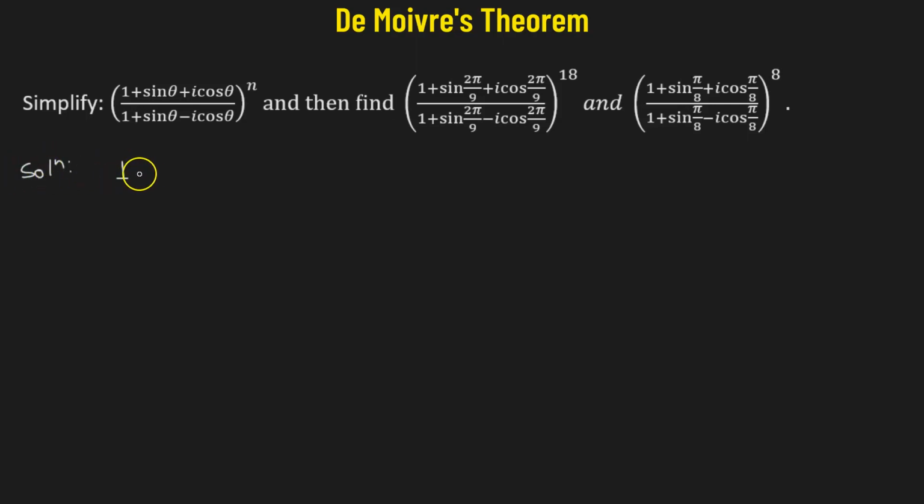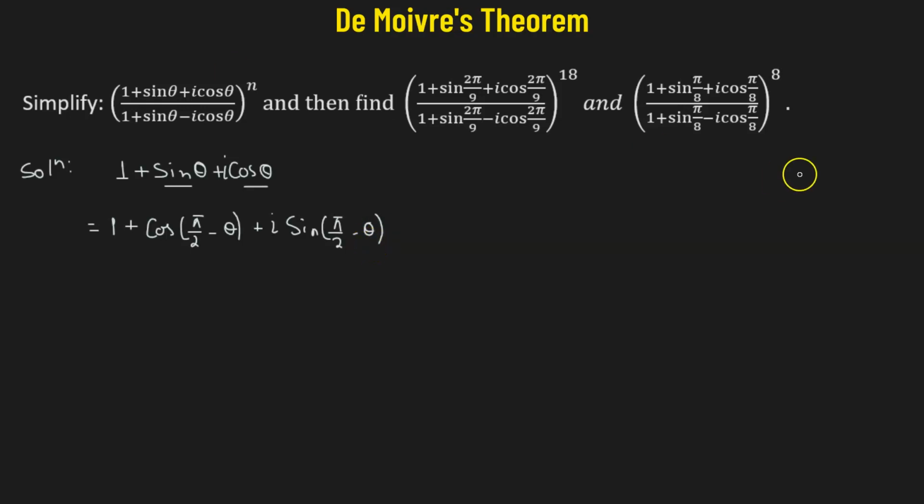Here we have 1 plus sine theta plus cosine theta. Now this can also be expressed as 1 plus, we'll convert the sine to cosine, so cosine of pi over 2 minus theta, plus iota times, we'll convert this cosine function to the sine function by considering sine of pi over 2 minus theta.